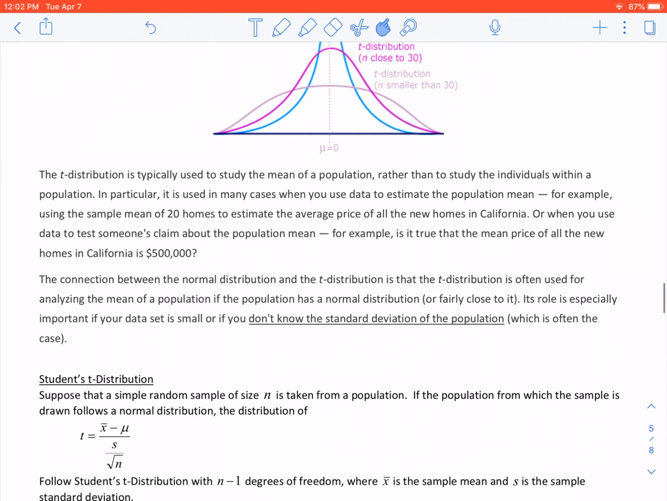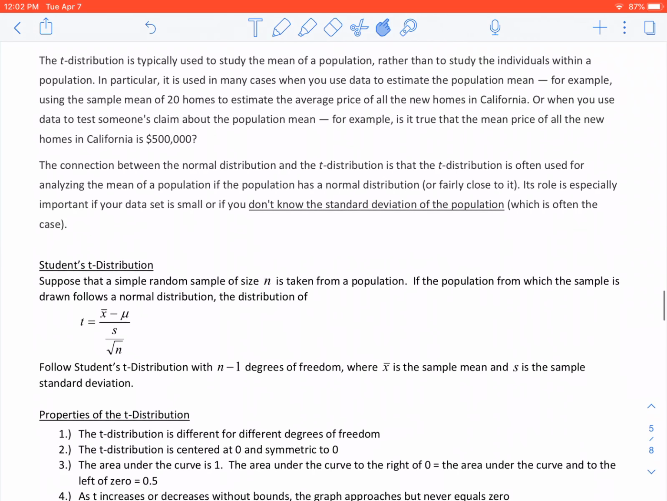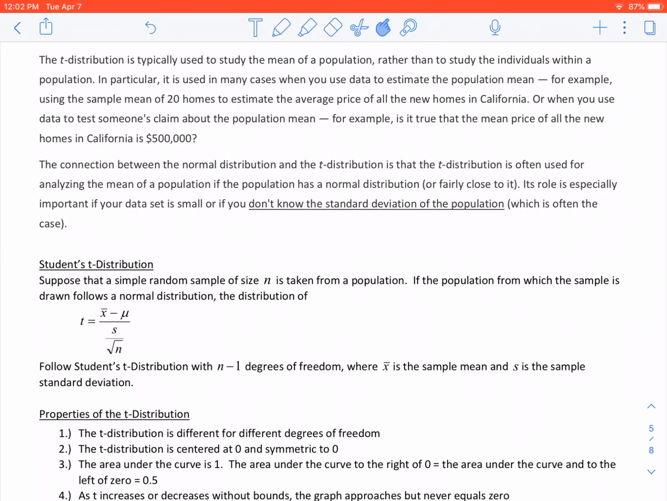The t distribution is typically used to study the mean of a population rather than in a study of individuals within a population. In particular, it's used in many cases when you use the data to estimate the population mean. For example, using the sample mean of 20 homes to estimate the average price of all new homes in California, or when you use data to test someone's claim about the population mean. For example, is it true that the mean price of all new homes in California is $500,000?